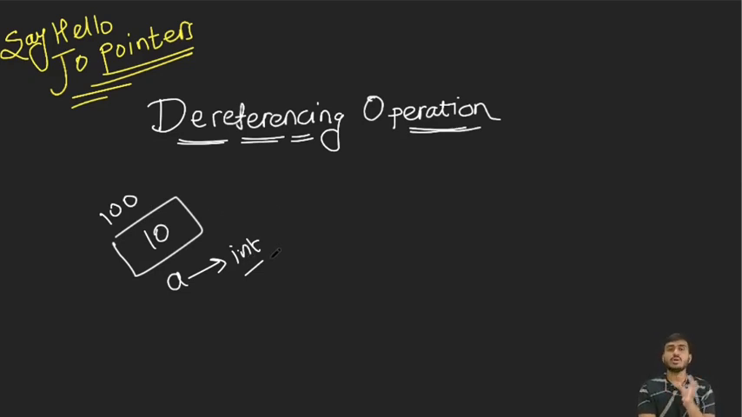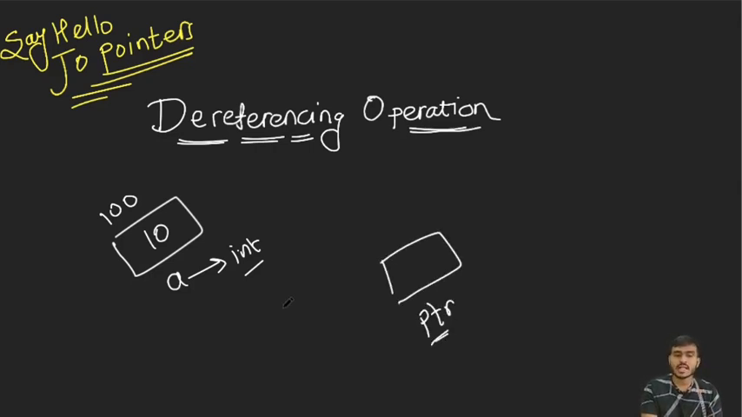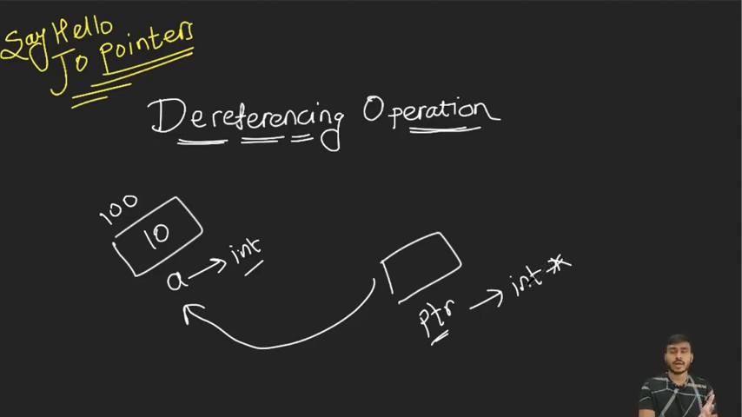Now what I will do is I will create one pointer to this variable. Let's name that pointer ptr. See, as this ptr is going to be a pointer to a variable, what is going to be its data type? Its data type is going to be int star. We all know that, right?